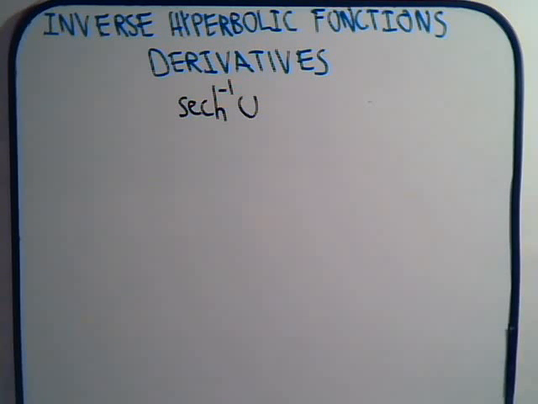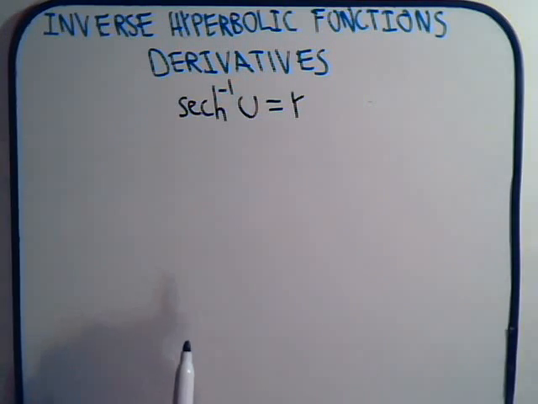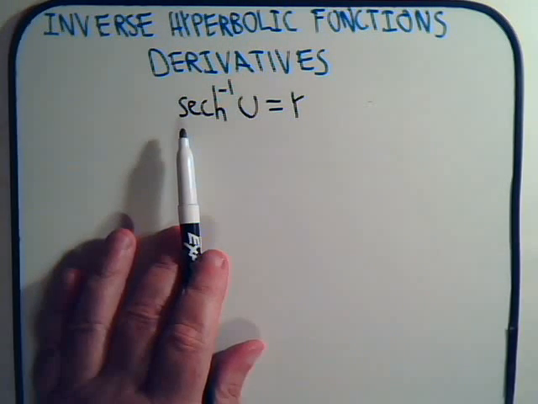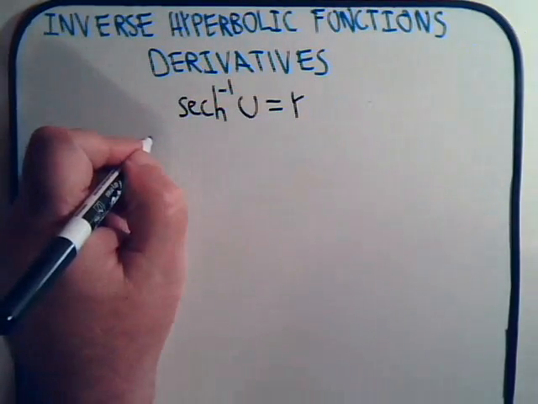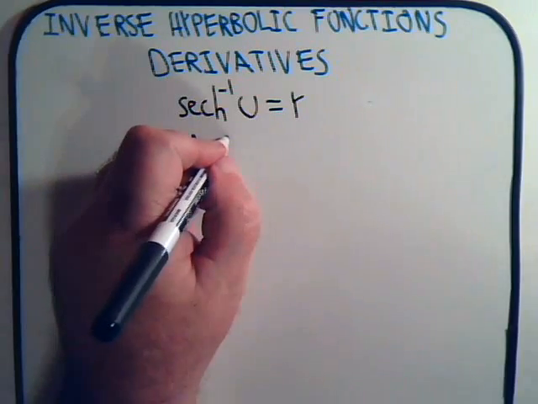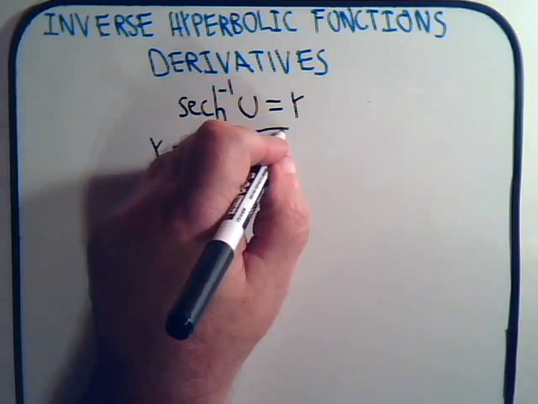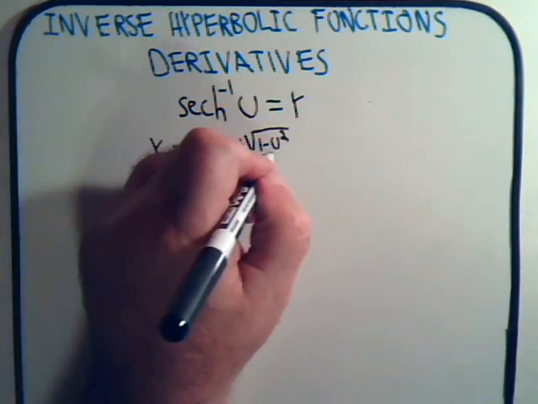Okay, in this video we're going to derive an expression for the inverse hyperbolic secant function. If we say the inverse hyperbolic secant of u is equal to y, then using the logarithmic form of the inverse hyperbolic secant function, we would say that y is equal to the natural log of (1 plus the square root of 1 minus u squared) divided by u.